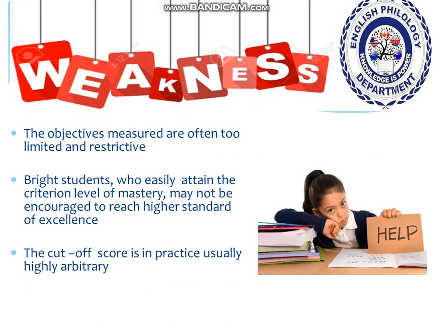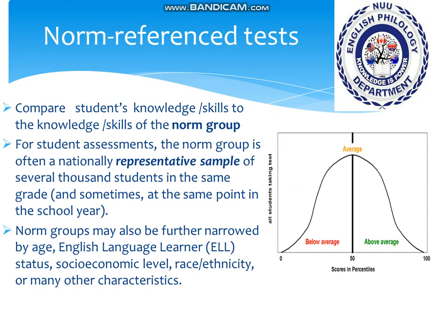What about weaknesses of CRTs? The first one is that the objectives measured are often too limited and restrictive. Sometimes bright students who easily attain the criterion level of mastery may not be encouraged to reach a higher standard of excellence. And the cut-off score is in practice usually highly arbitrary.